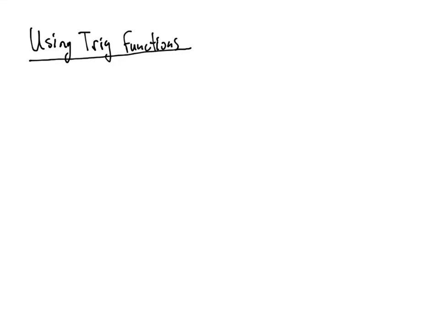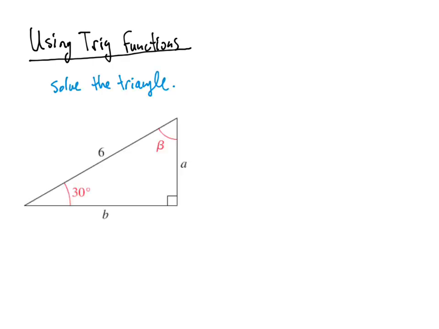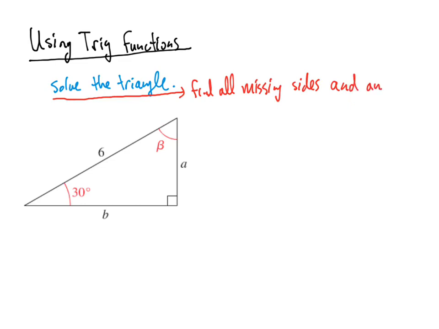In this video, I'm going to go over a few examples that help illustrate how we can use trig functions. This first one says to solve the triangle. Now, what that means is when we say solve the triangle, that just means find all missing sides and angles. So what we need to know is we need to figure out side A, side B. We need to solve for this angle beta.